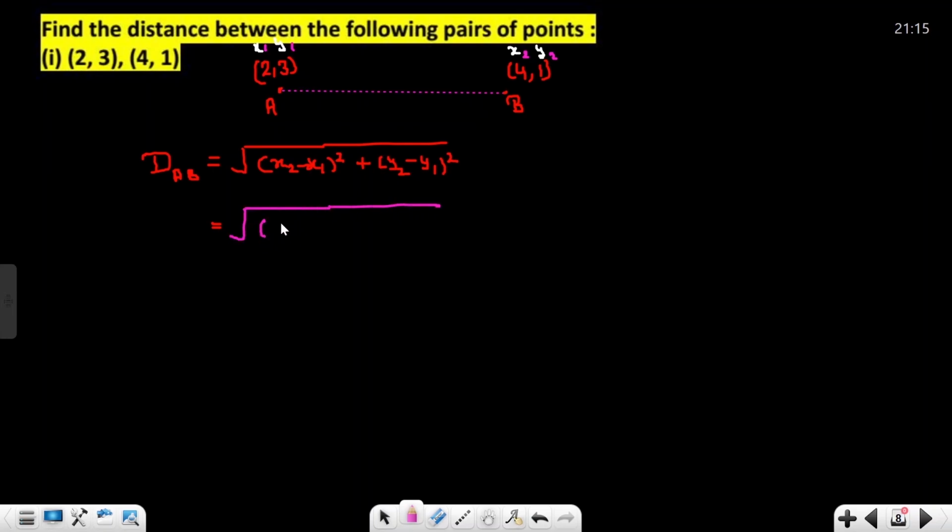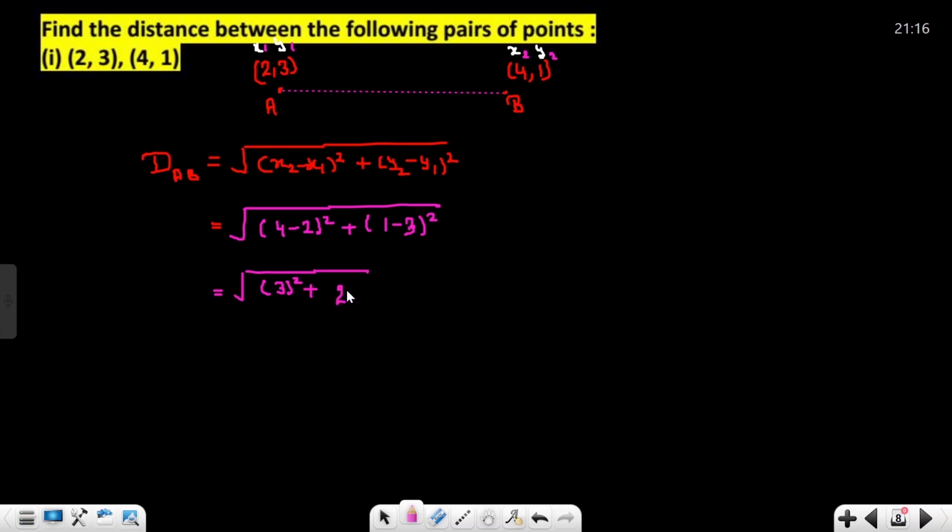x2 is what? 4. x1 is what? 2 whole square plus y2 is 1 minus 3 whole square. Okay. Now 4 minus 1 is what? 4 minus 1 means 3 square plus 1 minus 3. 1 is positive, 3 is negative, so always subtraction. 1 positive, 1 negative, always subtract. 3 minus 1, we get 2.